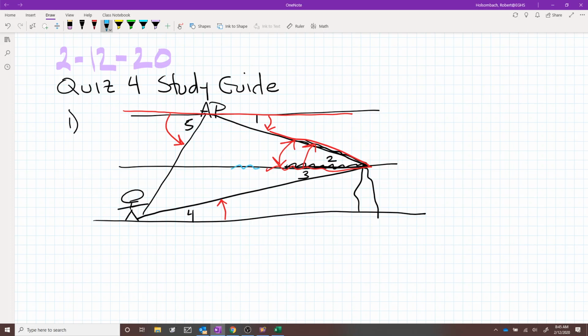This angle 3 right here, that's a horizontal and a line going down. Alright, so 3 and 1 and 5, those are angles of depression. Angles 2 and 4 are angles of elevation.